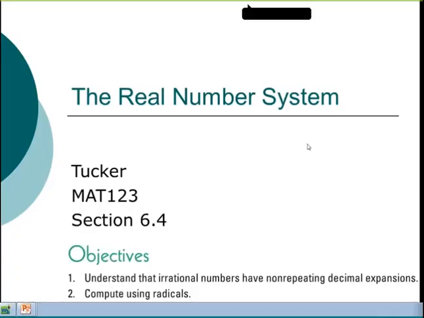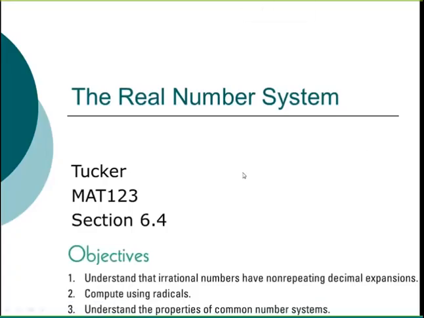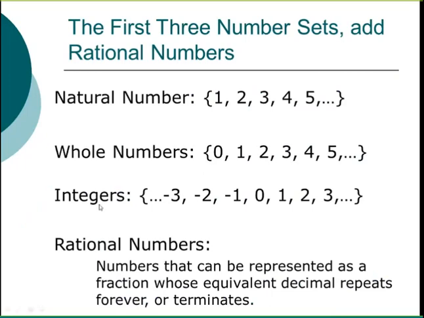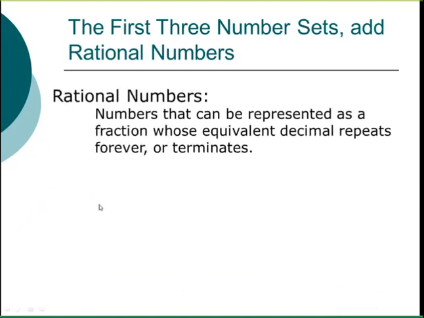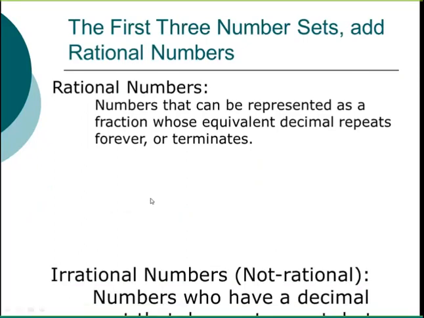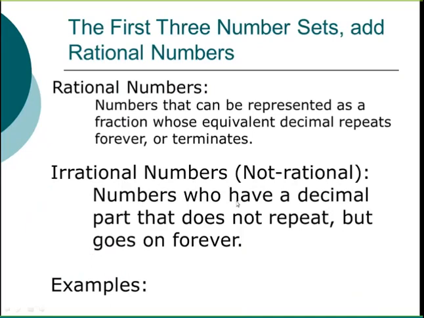All right, class, in this lesson we're going to take a look at the real number system, which is just expanding from our rational numbers, the first four sets of natural, whole, and integers, and it's including those that are not rational, or irrational numbers. Now, we've got rational numbers that can be represented as fractions, as we looked at in the last lesson, with decimal parts that repeat forever or terminate, and so that means that irrational numbers are all the ones that are not rational.